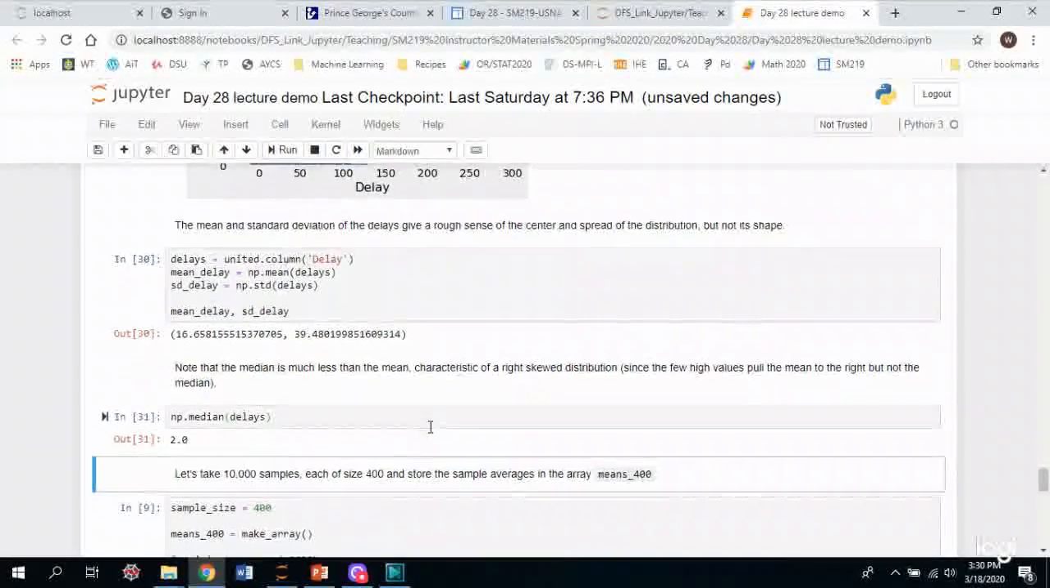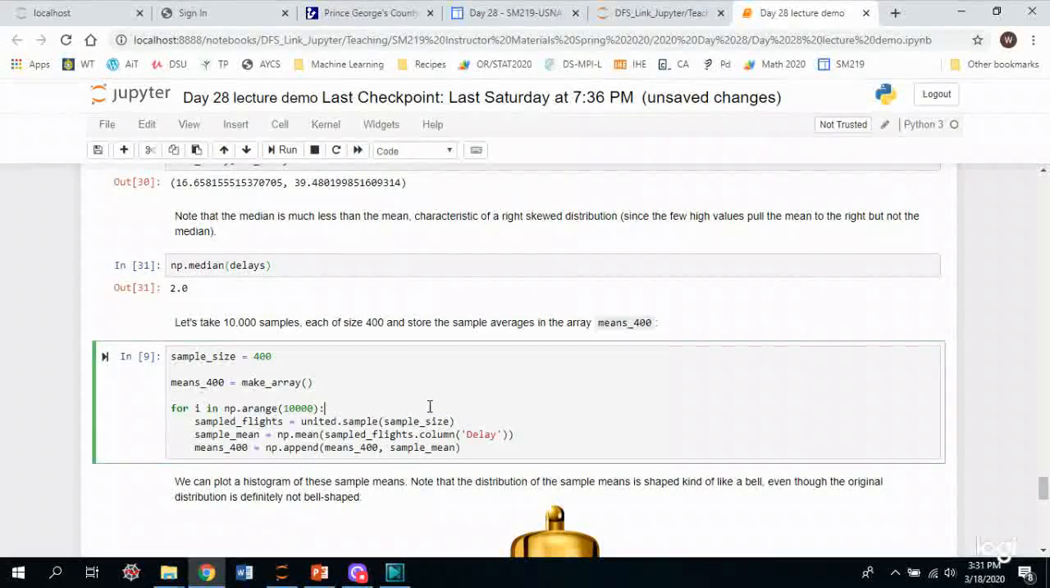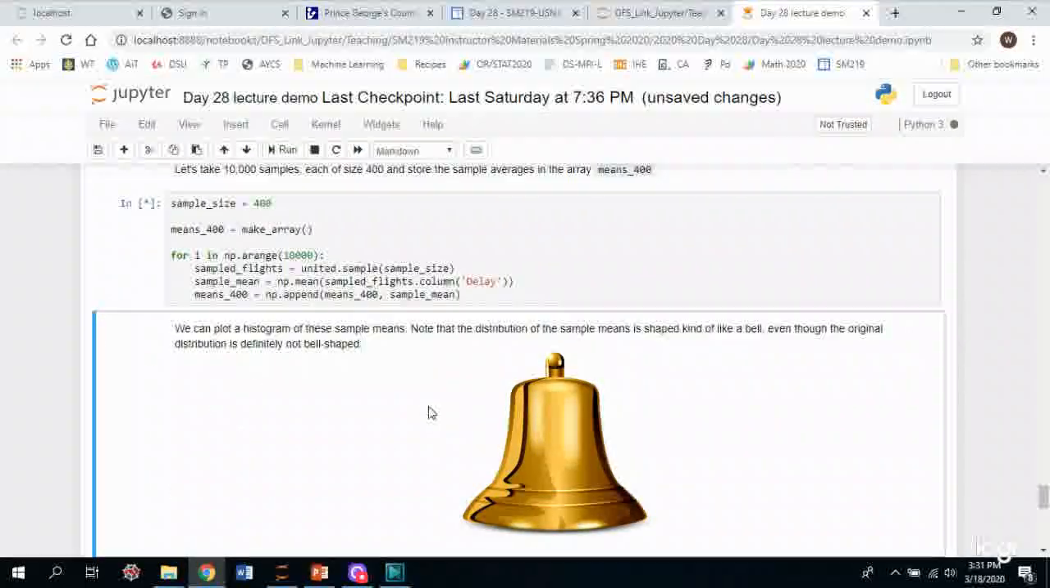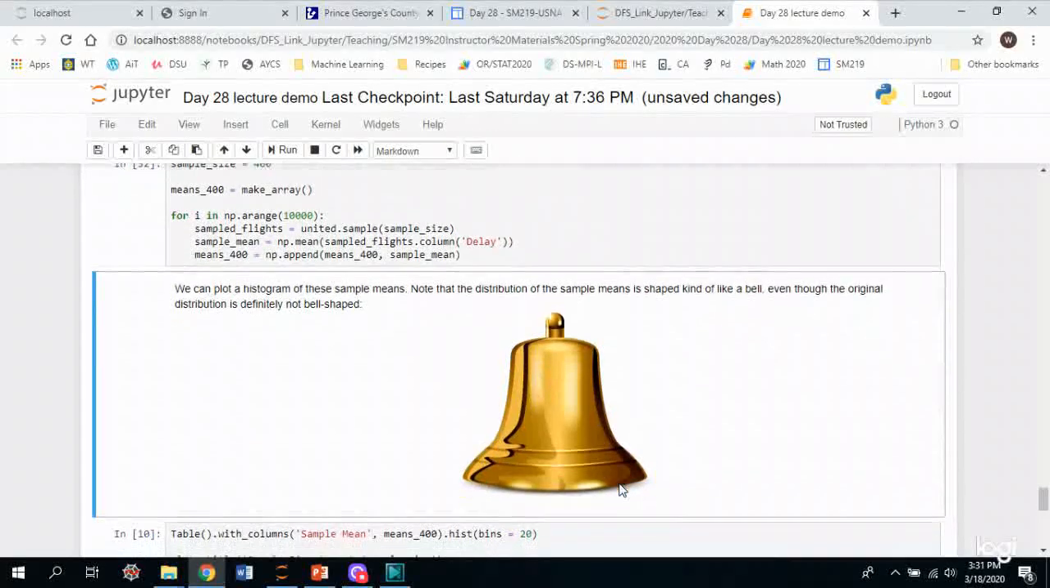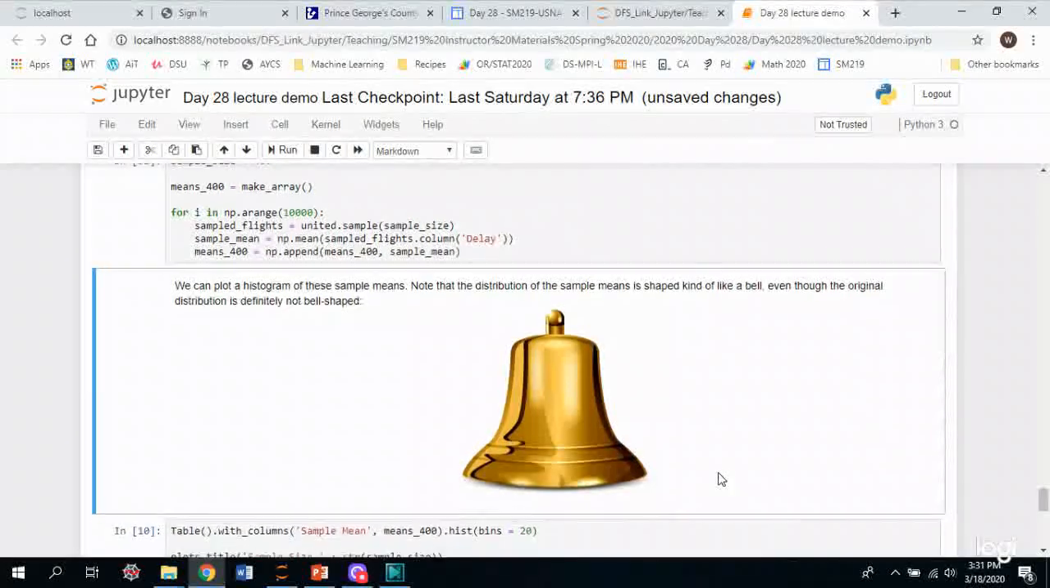Let's take 10,000 samples, each of size 400, and store the sample averages in the array means 400. Let's just do that. This could take a moment or two. What we're doing is gathering up 10,000 different samples and calculating the sample averages. Remember, the central limit theorem says that the sample averages should obey a bell-shaped distribution. Here's a little picture of a bell, and it looks kind of like a normal curve.